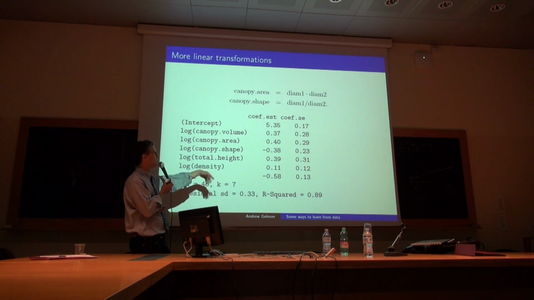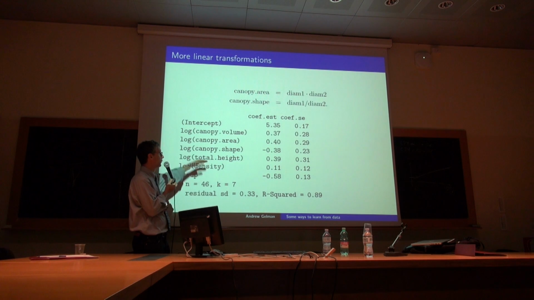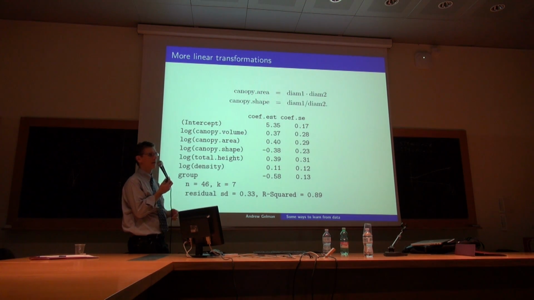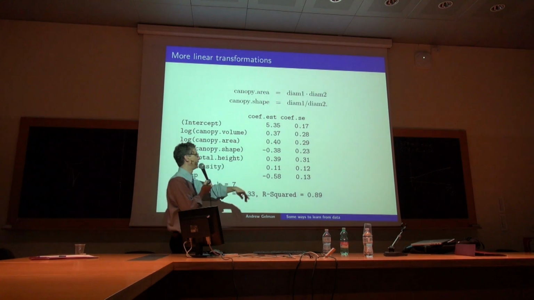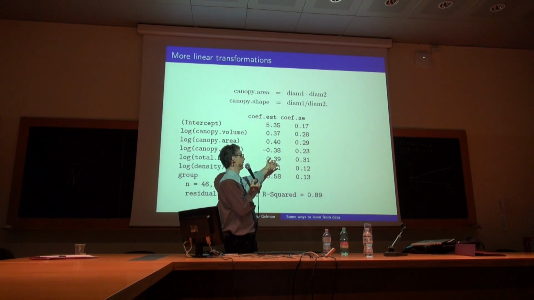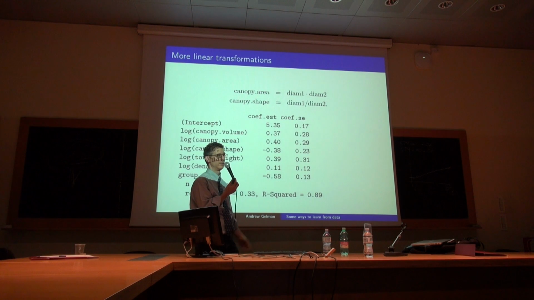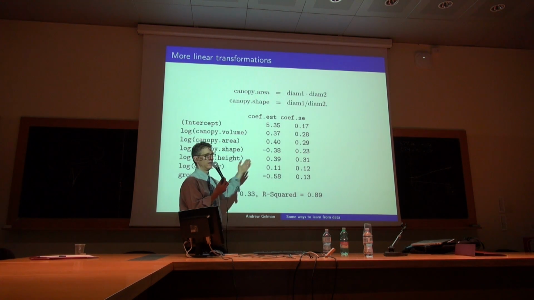So again, this is the same as our model from before. It's just with linear transformations, but I understand it better. This all makes sense to me. I can interpret each coefficient. Now, there's a lot of noise here. I don't really believe this is exactly 0.39. I don't even know that it's positive, but it makes sense to me, so I can go with it.